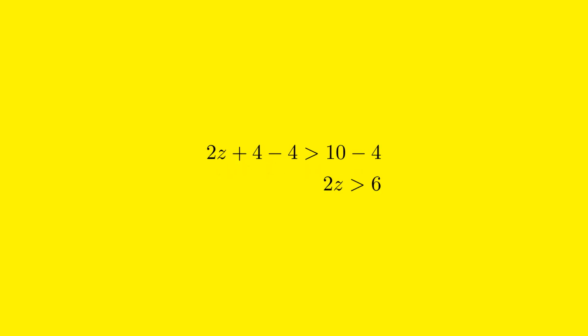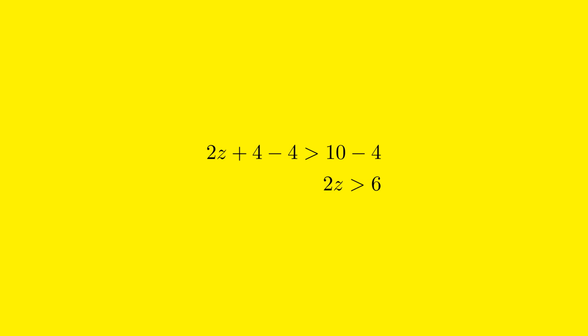To solve the inequality 2z + 4 > 10, we first need to isolate the variable z on one side of the inequality. Starting with the given inequality, 2z + 4 > 10, our goal is to get z by itself. We begin by eliminating the +4 term on the left side of the inequality. To do this, we perform the opposite operation, which is subtraction. Subtract 4 from both sides of the inequality.